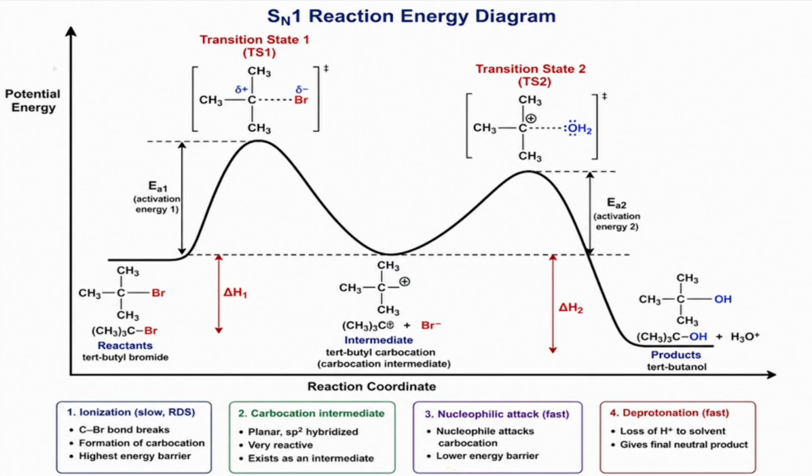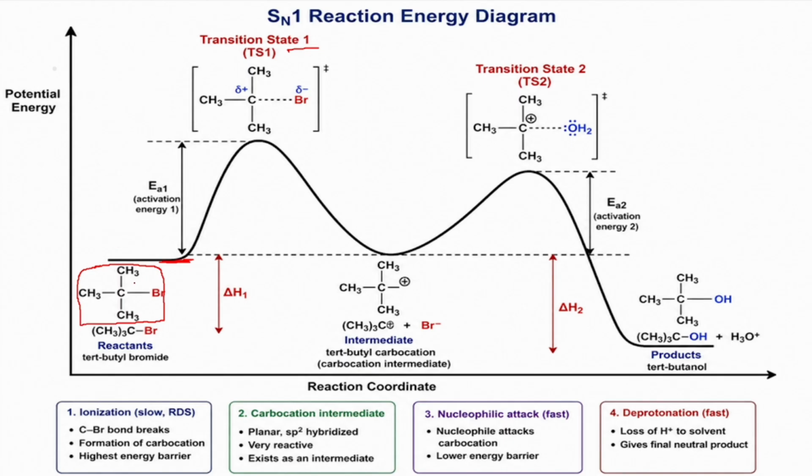Next, the energy diagram. This is the most important thing, the energy diagram. See carefully. Initially reactants are present. Tertiary alkyl halide reactant is present. That reactant is involved in transition state 1. This is transition state 1.